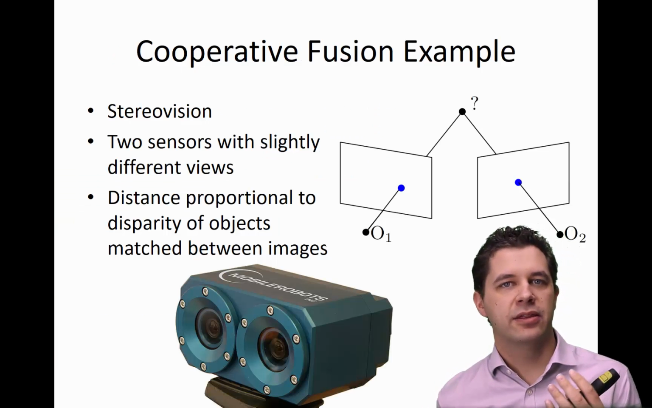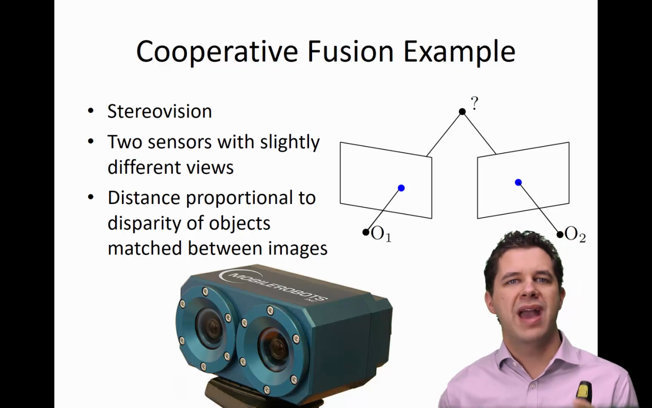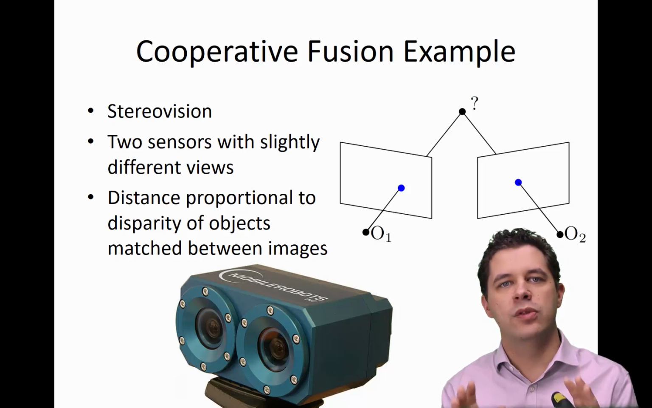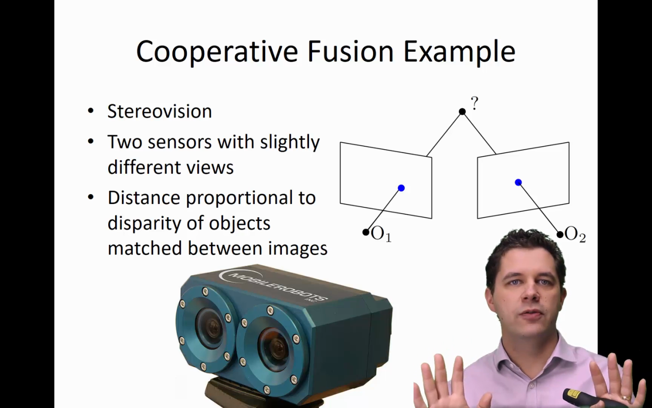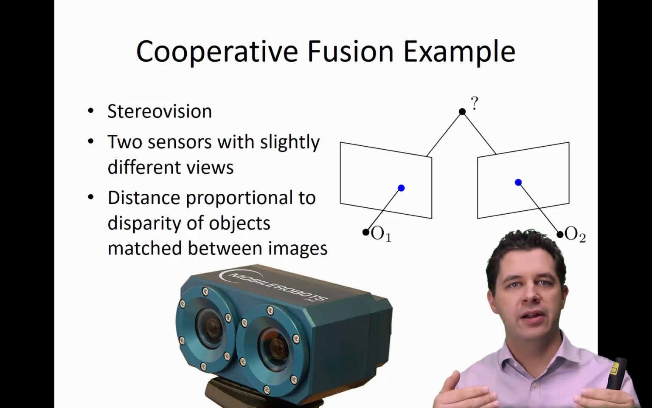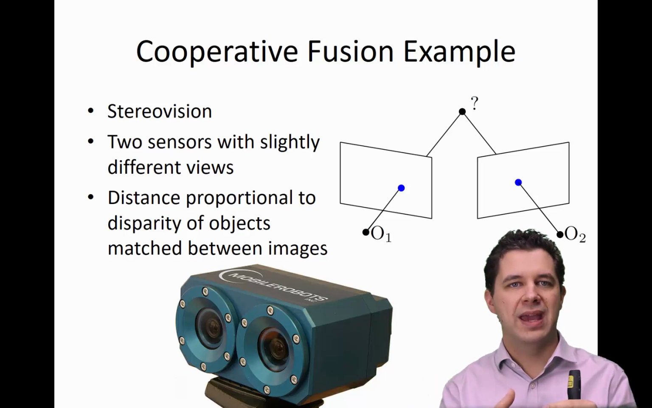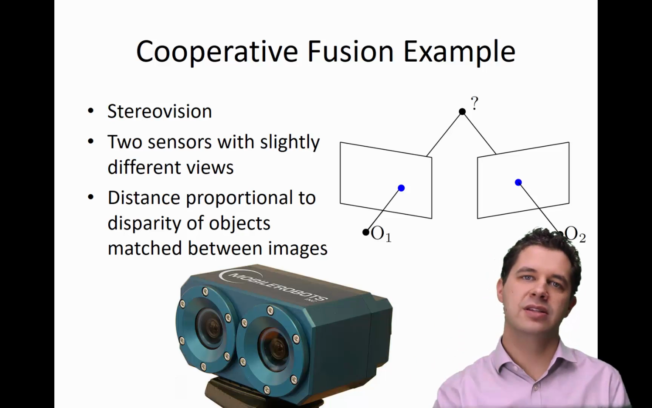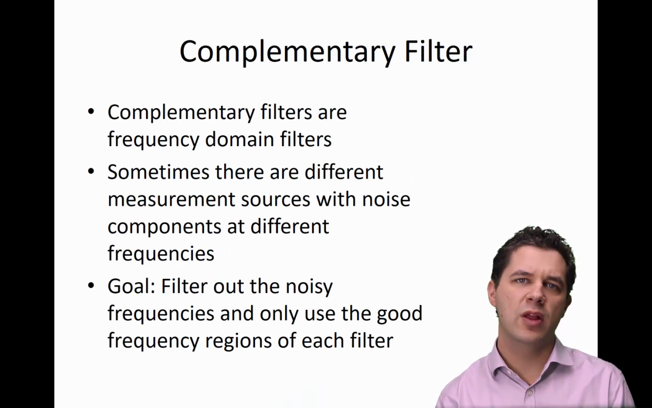Another, and probably the most clear version of cooperative sensor fusion, is in stereo vision, where we have two sensors, each with a slightly different view. We've got some videos later on that explain all the ins and outs of stereo vision, but basically we've got these two different views, and based on the disparity of objects, where we see them from one view to the other view, we can match those objects and then work out the distance from the cameras to those actual objects within the scene.